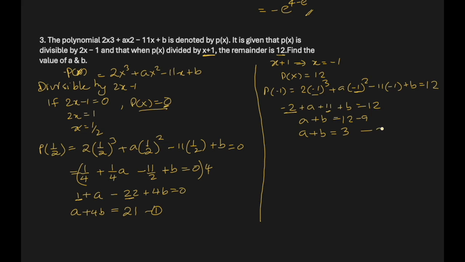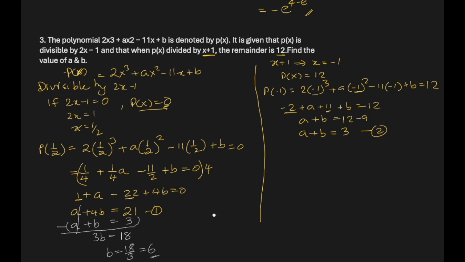This is equation number 2, and I want to use the elimination method. Just write a plus b equal to 3, and subtract the whole equation from equation number 1. A minus a is 0, gone. 4 minus 1, 3b equal to 21 minus 3, 18. B comes out to be 18 over 3, which is 6.